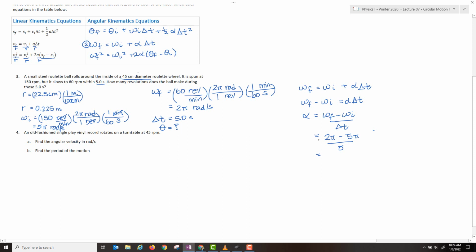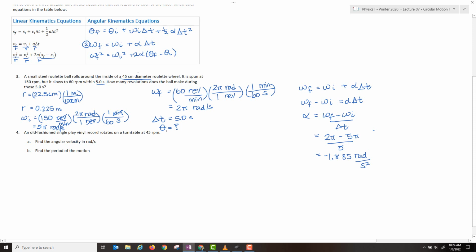So I have 5 pi minus, I have 2 pi minus 5 pi over 5. So I'd get negative 3 pi over 5, or I can just type it up and I get negative 1.885 radians per second squared. Okay, that's my alpha. Now I can use my alpha if I want to figure out what my theta is.